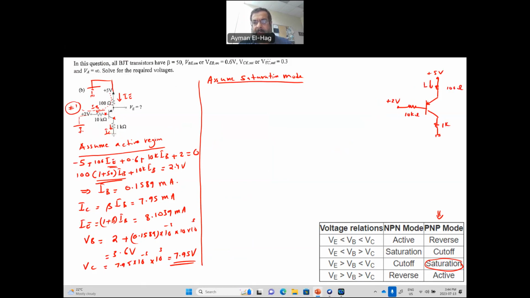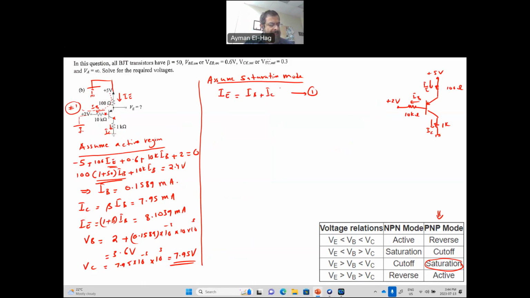Again, this is my IE. This doesn't change. Your IE, IB, IC, these things, they don't change. So you will have here, by KCL, IE equal to IB plus IC. This is my first equation. Now we have one equation and 3 unknowns, so we need 2 more equations.